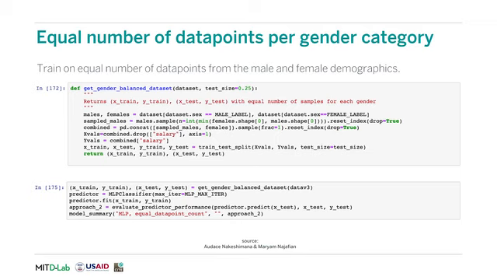We will start by attempting to equalize the number of data points per gender category. And in this approach, we are going to draw a sample in which there is an equal number of data points from the male demographic and from the female demographic. Feel free to pause the video to understand the implementation.